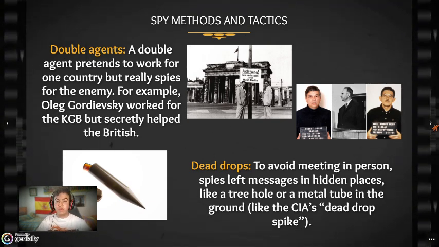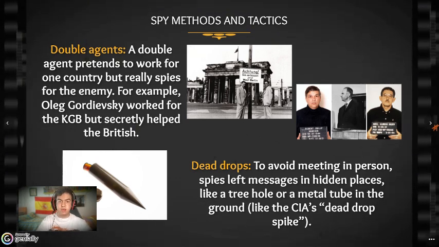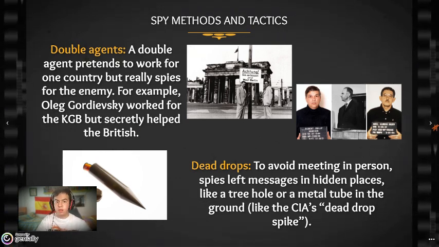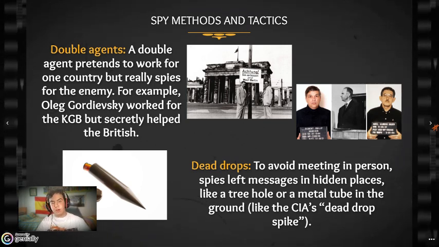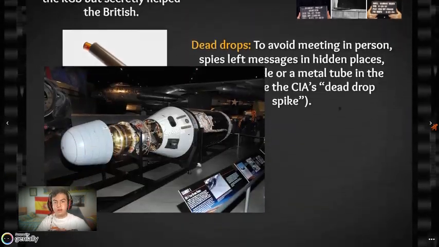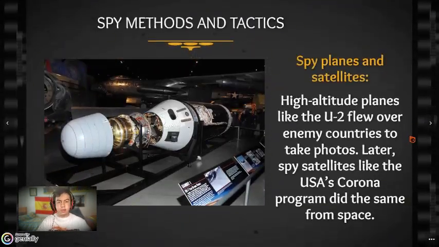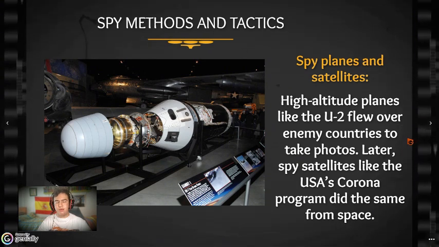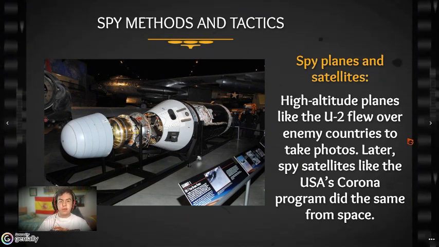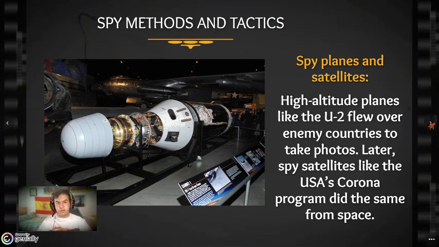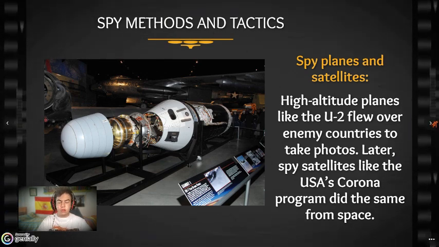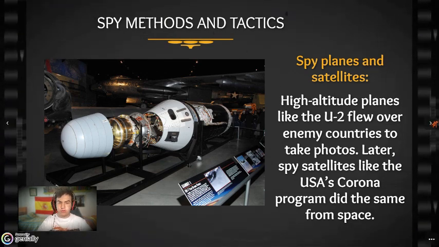Later we have dead drops. To avoid meeting in person, spies left messages in hidden places like a street or a metal tube. And the last one is spy planes and satellites: high altitude planes used to fly over the enemy's country to take photos. Later, spy satellites like the USA's Corona program took photos from space.